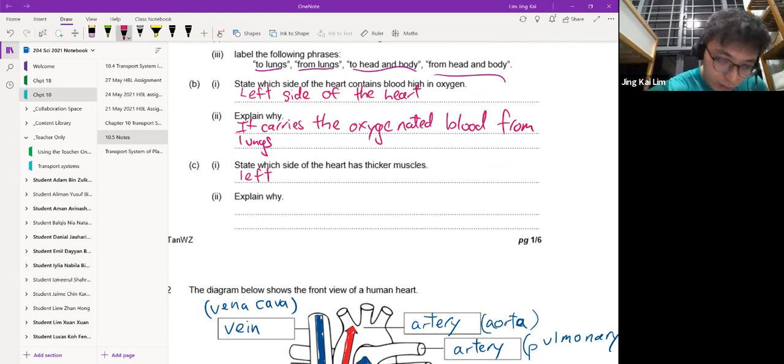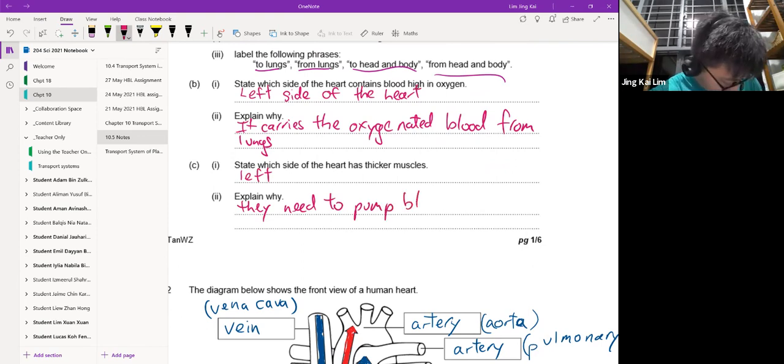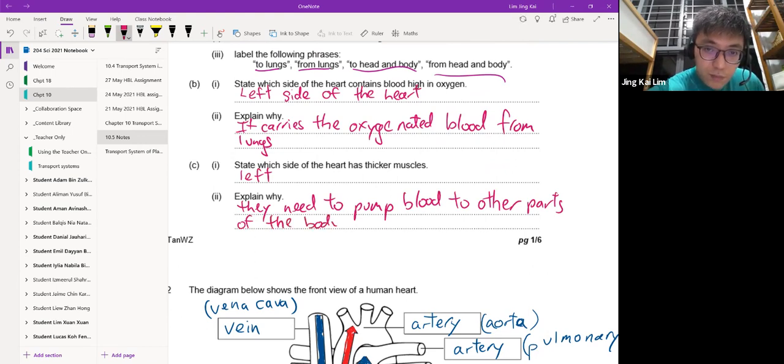So explain why. Because they need to pump blood to other parts of the body. Okay, and this is further away from the lungs.